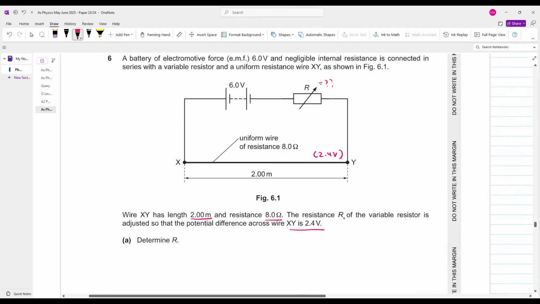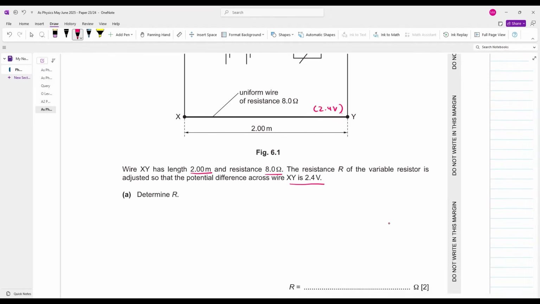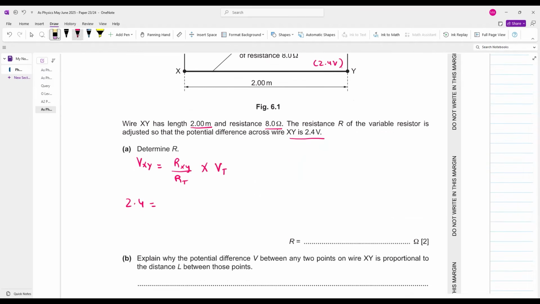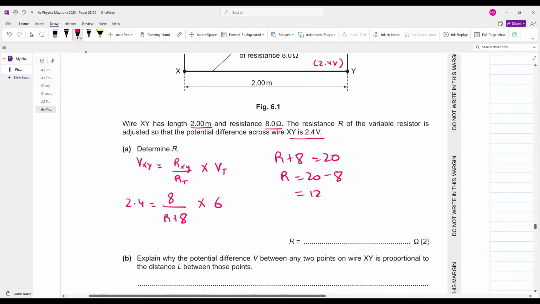How can we find this resistance R? We can apply the voltage divider rule. The voltage across XY is equal to the resistance of XY divided by the total resistance multiplied by the total voltage. What is the voltage across XY? 2.4. What is the resistance across XY? 8 ohms, sorry, my bad. The resistance of the wire XY is 8 ohms. Total resistance will be R plus 8. Total voltage is 6. So 8 into 6 divided by 2.4. R plus 8 is equal to 20. R is equal to 20 minus 8. R is equal to 12 ohms as your answer.